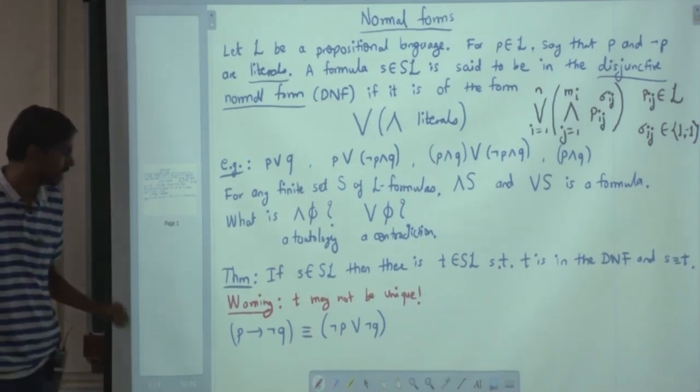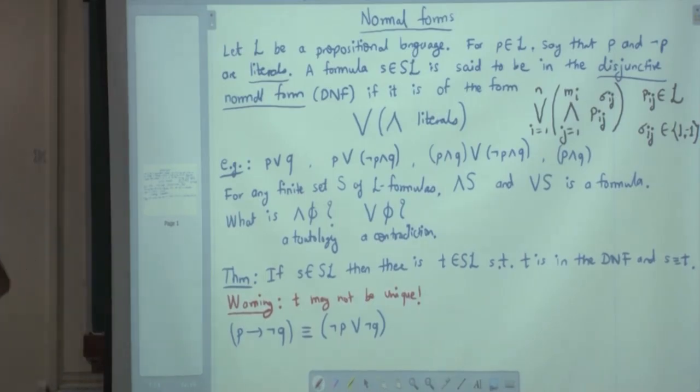There was no negation here. Then you can also perhaps write down more. When I write this, then what is N? N is 2. What is M1? M2? Good. Okay. Now tell me the proof of this theorem.